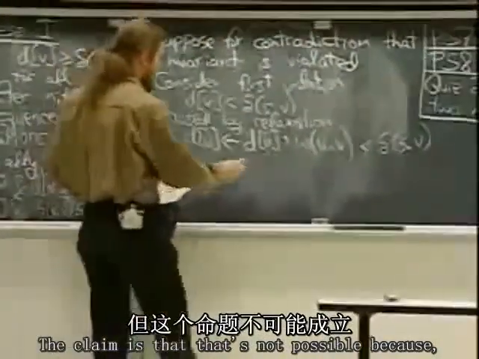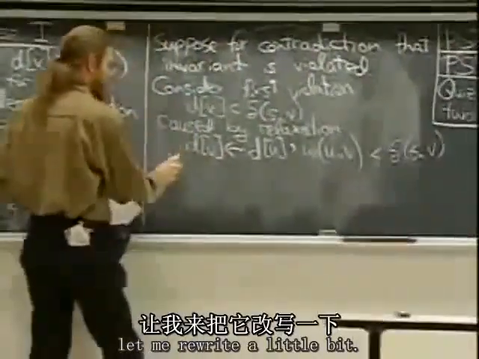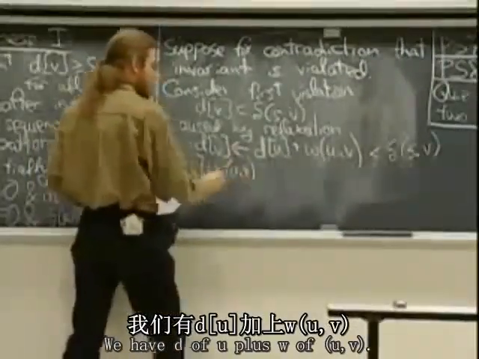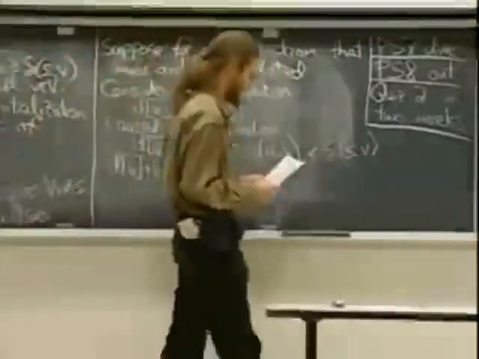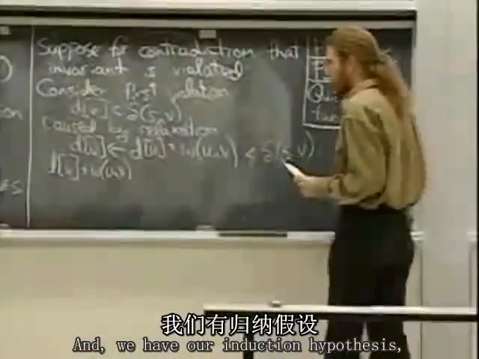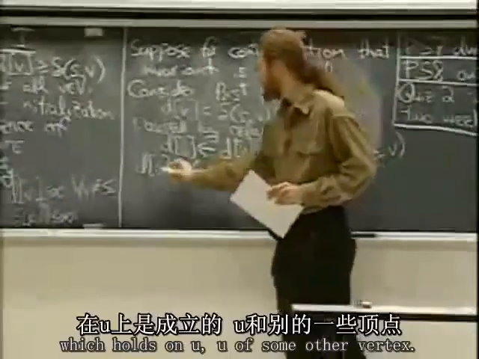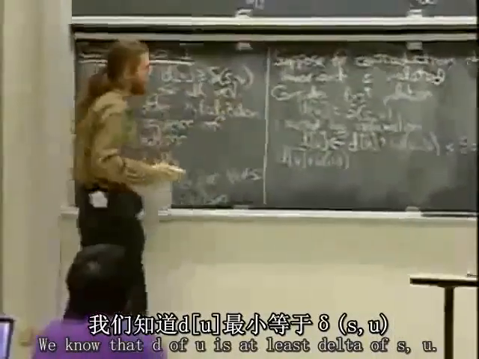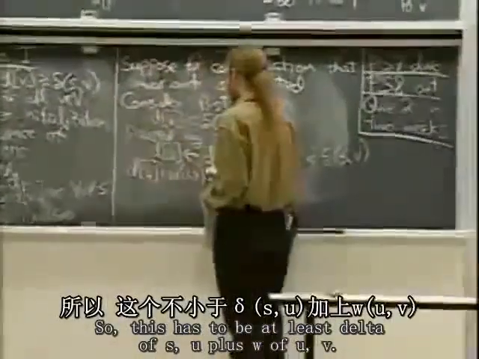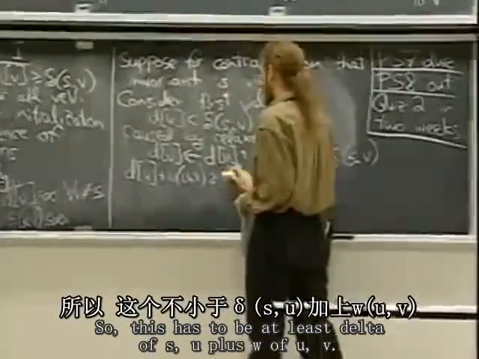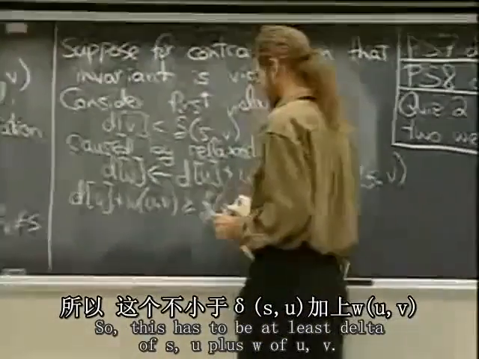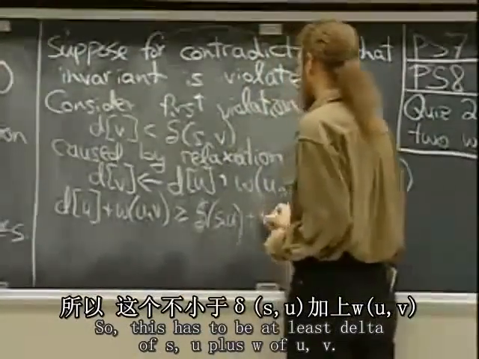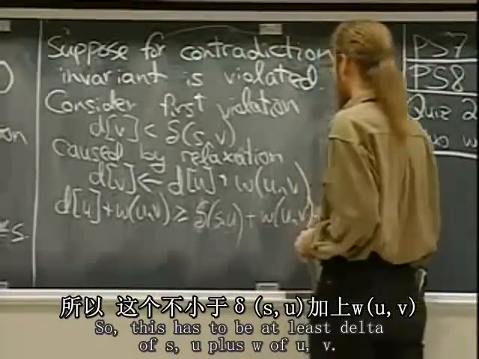Let me rewrite a little bit. We have d of u plus w of uv. And we have our induction hypothesis, which holds on u. u is some other vertex. We know that d of u is at least delta of s comma u. So this has to be at least delta of s comma u plus w of u comma v.